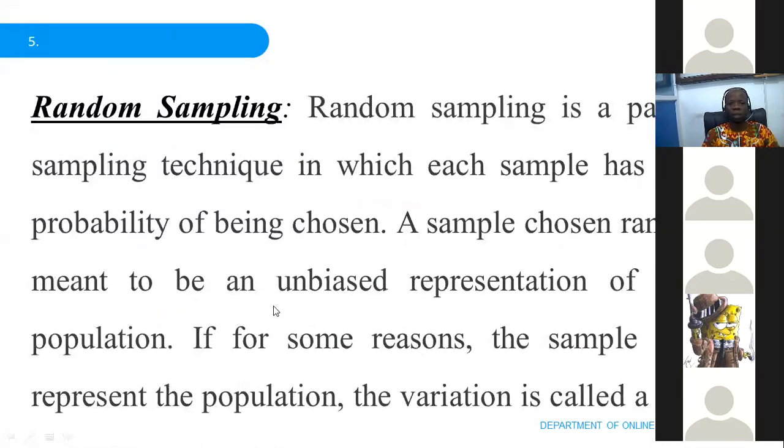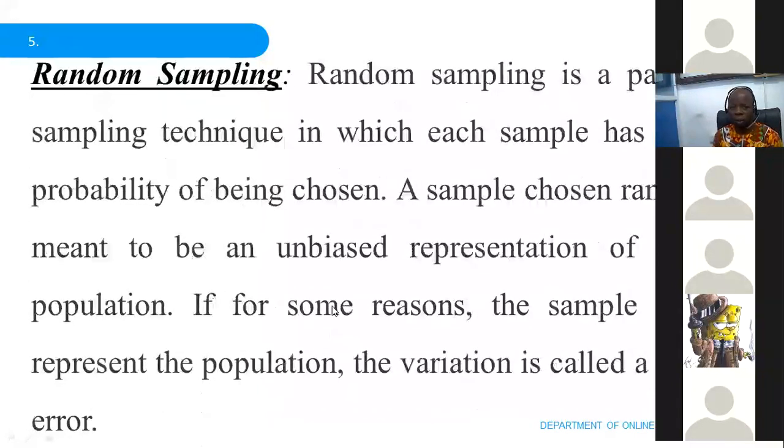Bright cannot hear me. Random sampling. What is random sampling? Random sampling is a part of the sampling technique in which each sample has an equal probability of being chosen. Sir, please, I can't hear. Okay, all right. I'll try to check my volume. Random sampling is a part of the sampling technique in which each sample has an equal probability of being chosen.